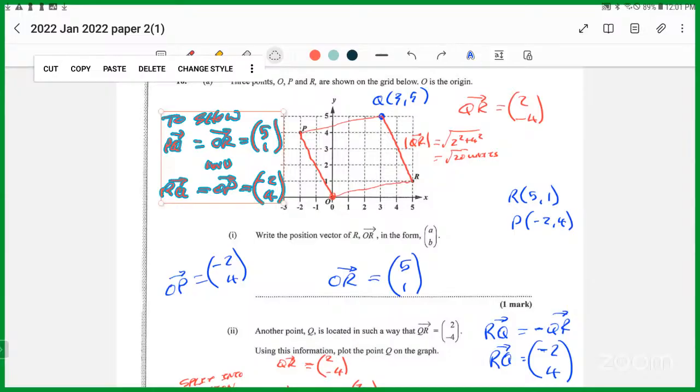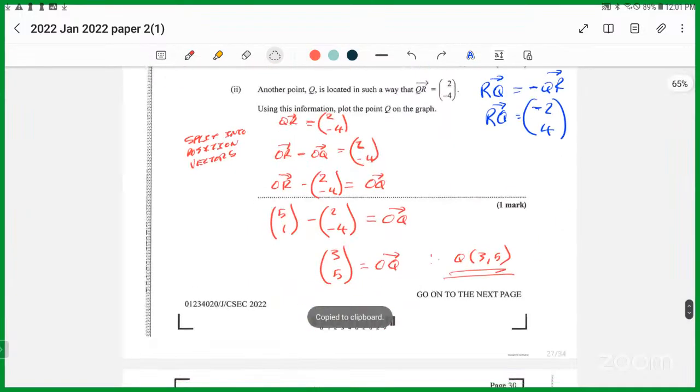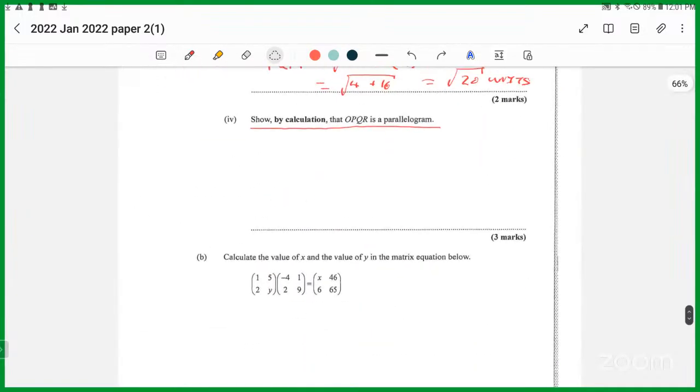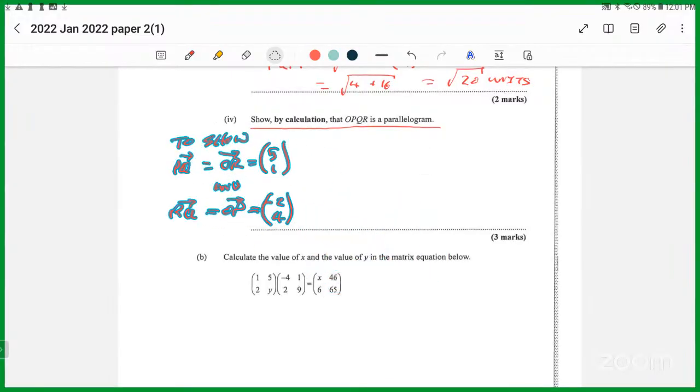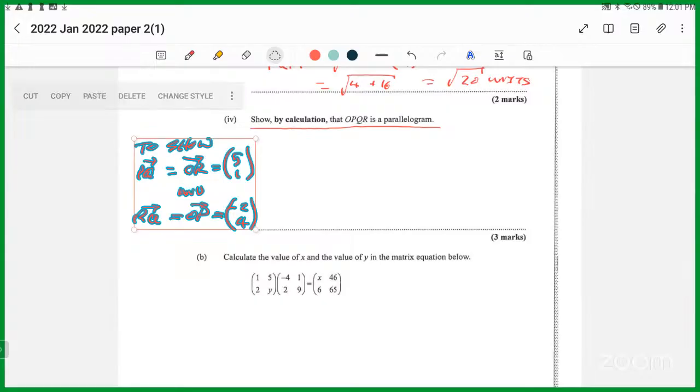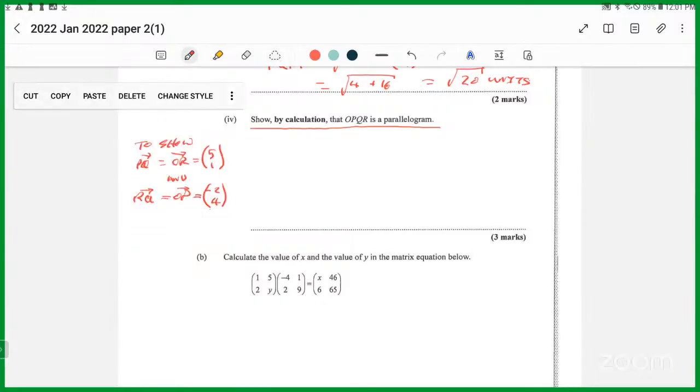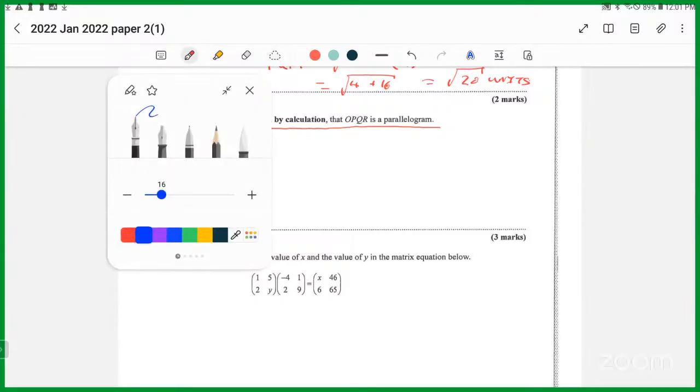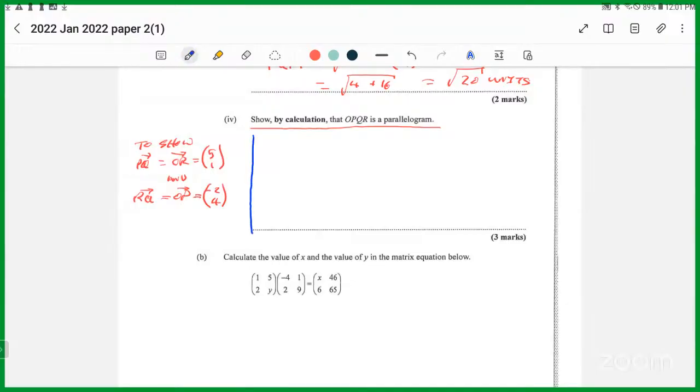Copy. Paste down here. And I say they don't give a lot of space to work. Right? They don't give a lot of space. But I'm just writing out what we need to show down here. And then I'm going to put the solution in blue. I'm leaving this on the paper. To show that this is a parallelogram, this is what I need to show. I'm leaving this on my exam paper. Alright? So I already have this.